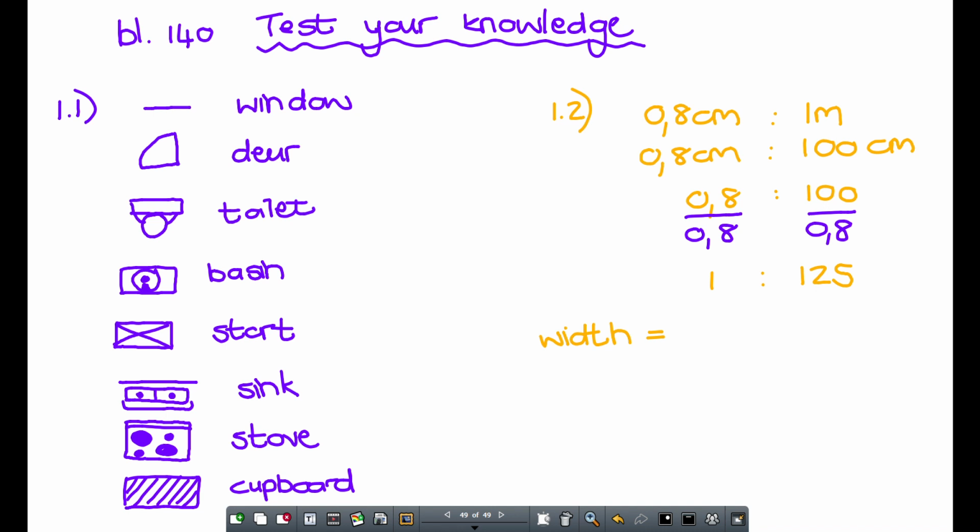Yes. Onthou, die verskil tussen lengte en wyte or breadth, nee? The length, listen to the word, length is the longer one. Breedte of wyte is die korter een. So you can see that that side is much longer than this side. Nee, so daai is my wyte.